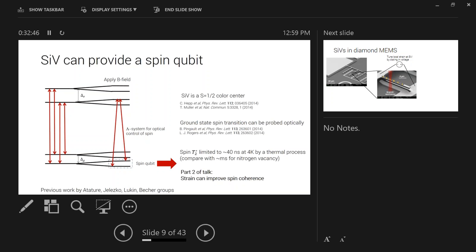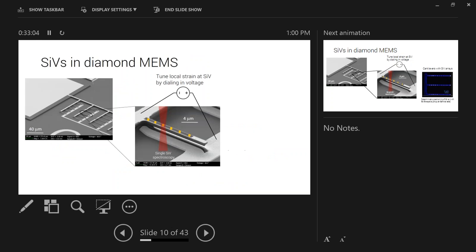And in the second part of my talk, I'm going to discuss how you can apply strain to the silicon vacancy to circumvent this thermal process and improve the spin coherence, potentially to the level of the nitrogen vacancy. We're not quite there yet, but we have seen an improvement with strain. All right. So let's move on to the details of the experimental work.